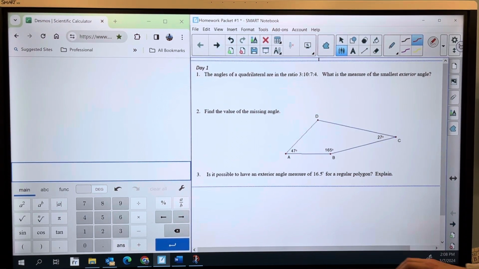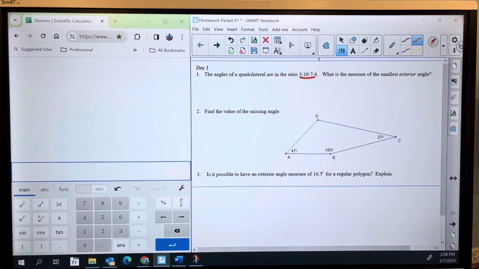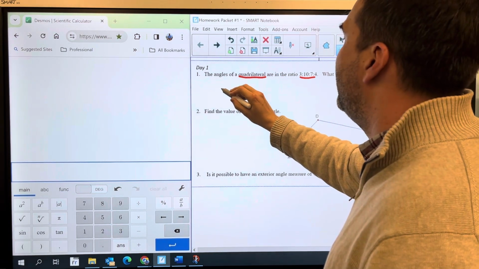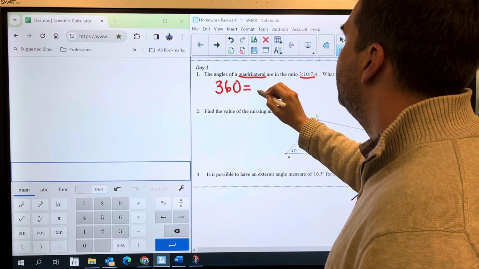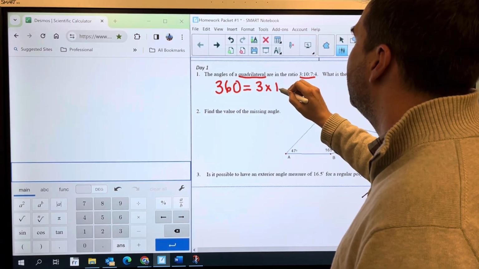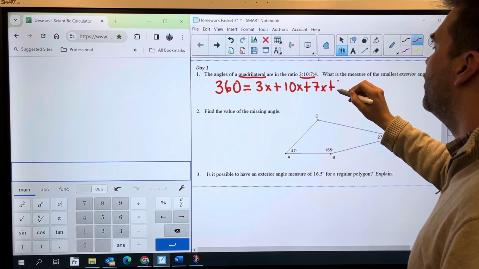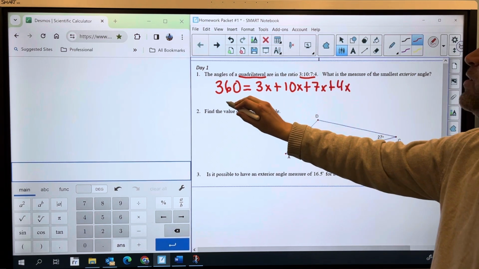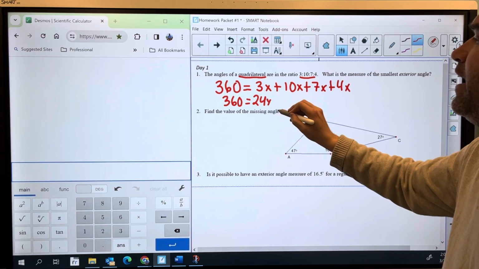Angles of a quadrilateral in the ratio 3, 10, 7, and 4. That ratio right there is going to let me set up the equation. Since it's a quadrilateral, the angles add up to 360. So I know 360 is equal to 3x plus 10x plus 7x plus 4x. When I add those x's together, we get 10, 20, 24, so 360 is equal to 24x.